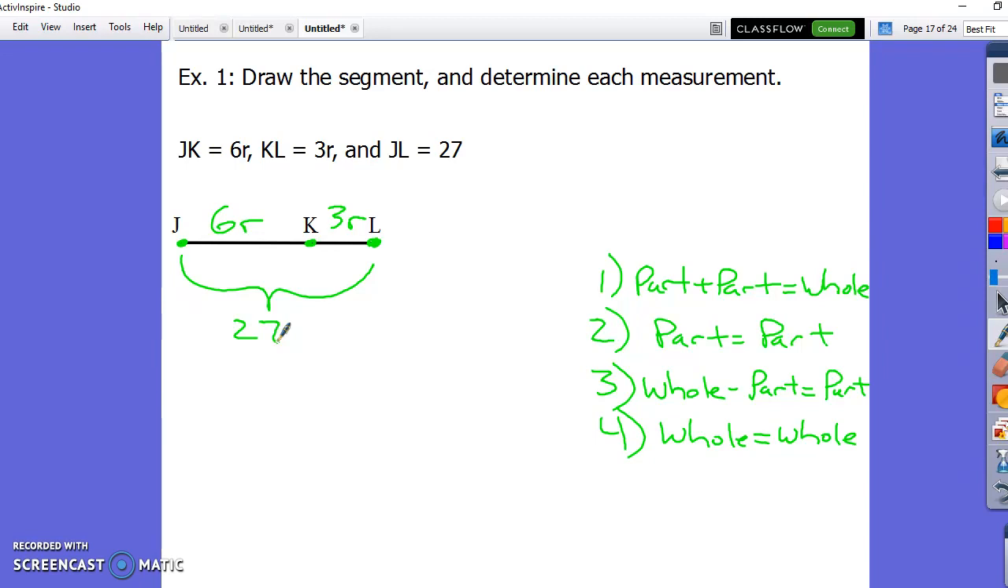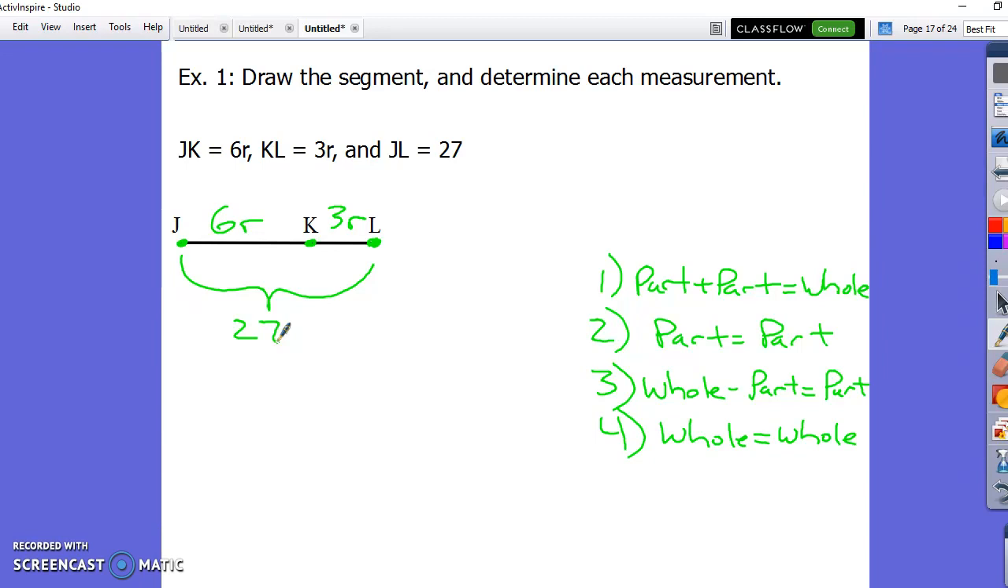So, Dale, here are my 4 basic strategies. Which one do you think I'm going to use? The first one, part plus part equals whole. I will tell you guys, of the 4 strategies, the first one is the one that you are going to use most of the time. Another one that you will use quite frequently, especially when we get into midpoints, is number 2, part equals part.